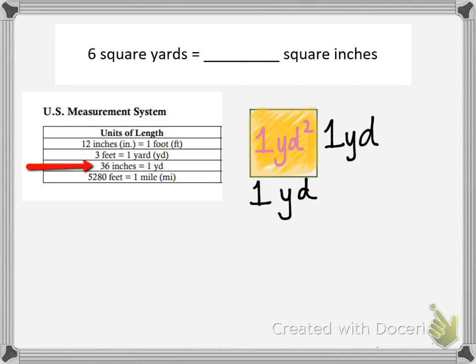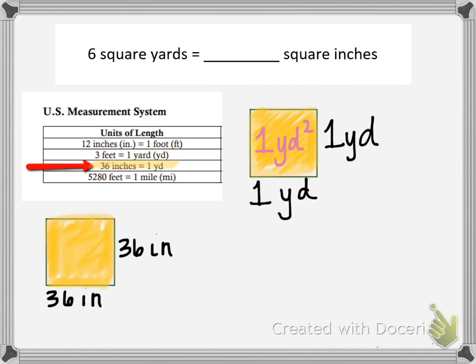Since I know 36 inches equals 1 yard, I have another identical square, same shape, everything's the same, but instead of writing the dimensions as 1 yard by 1 yard, the dimensions are now 36 inches by 36 inches. The square is the same size, except instead of measuring the side lengths by yards, I measured them using inches.